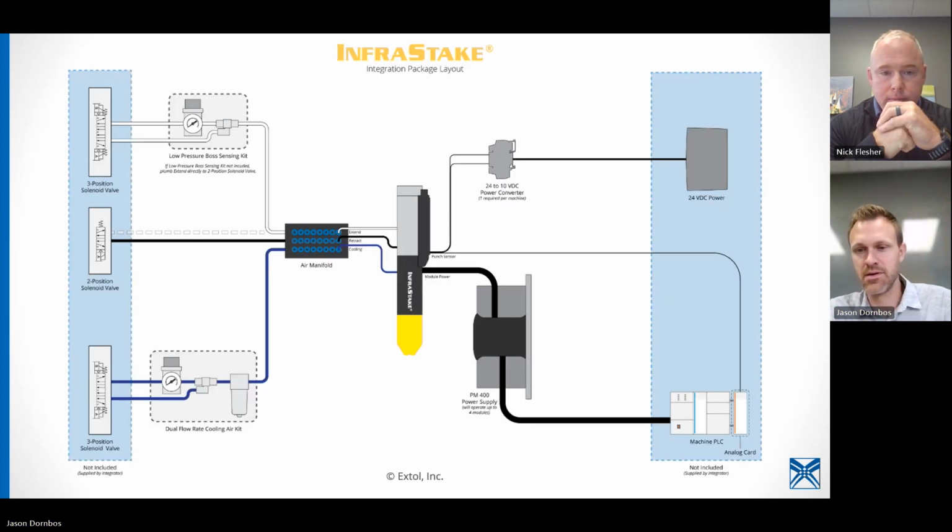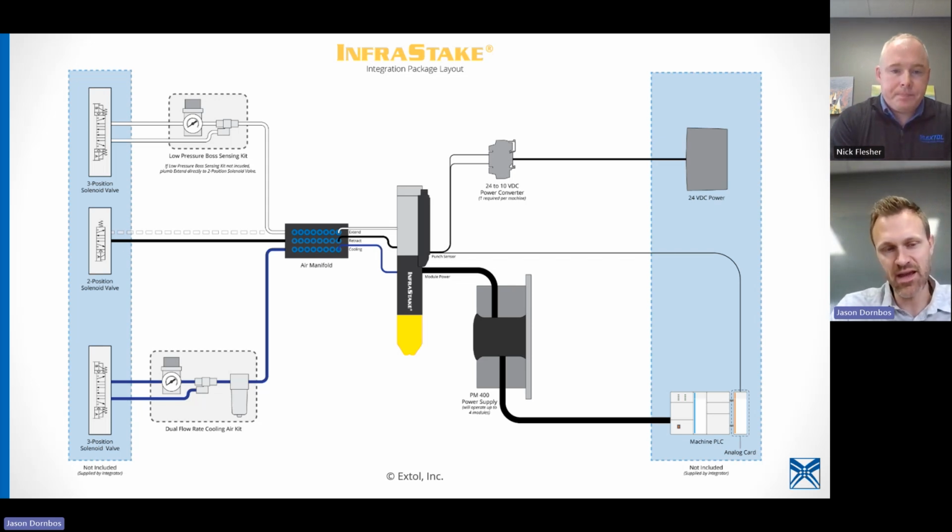So here, this is an integration layout. What's important here is that the areas that are in blue on the left hand and the right hand side indicate things that the integrator or the machine builder would need to provide. Those are not provided by Xtel.